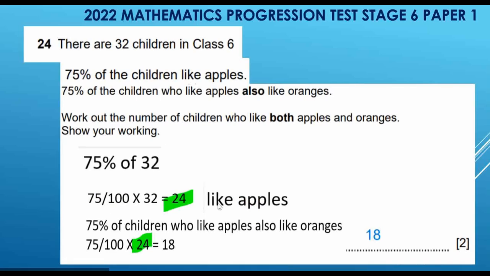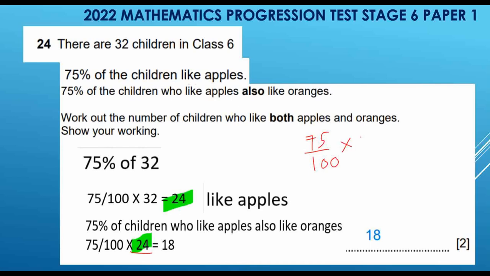Now 75 over 100 times 24. The same applies. We simplify 75 over 100 into 3 over 4, because 75 divided by 25 is 3, and 100 divided by 25 is 4. Then we can cross 24 and 4. 24 divided by 4 is 6. Now 3 times 6, we got 18. That's how we got 18 as the answer.